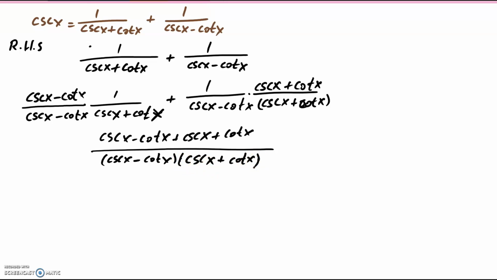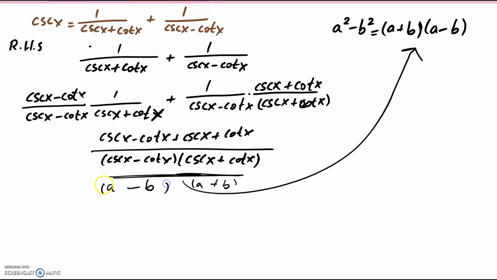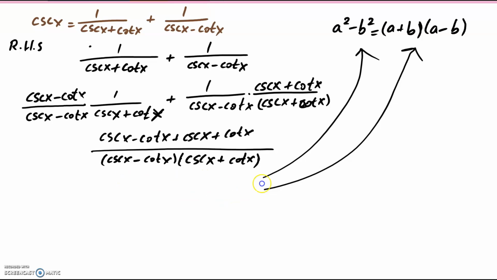Now if you remember the formula from my previous videos, a squared minus b squared equals a plus b times a minus b. Right here you have exactly this form. You can see that this thing is representing a minus b, this thing is representing a plus b, right? Now this thing will change into this form. I'm going to erase these arrows and I will write it in the next step of the question.